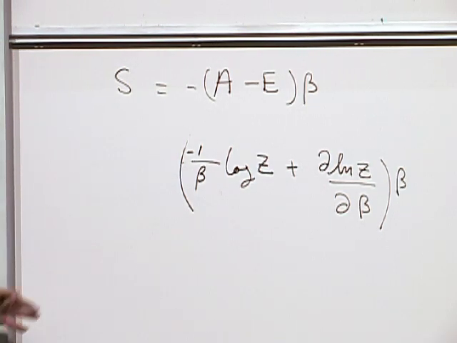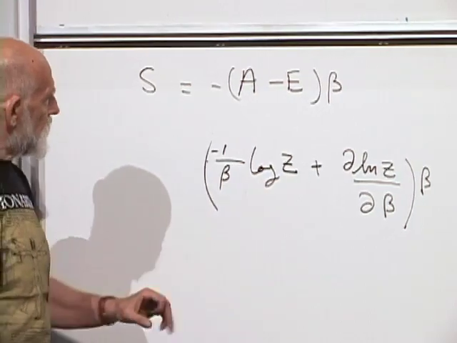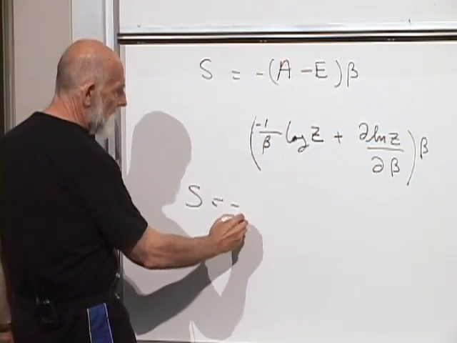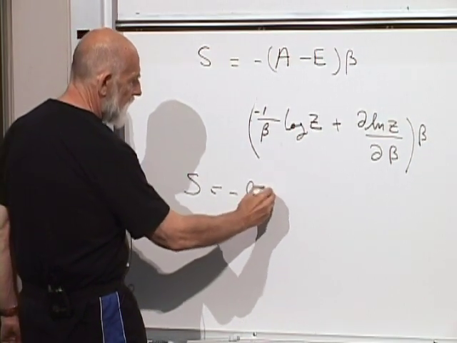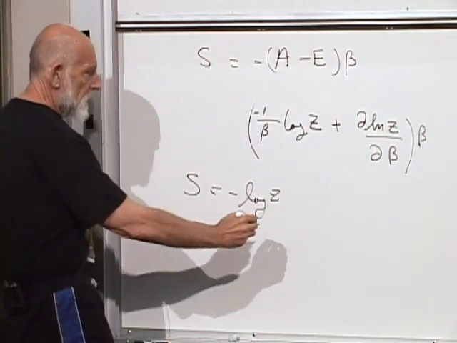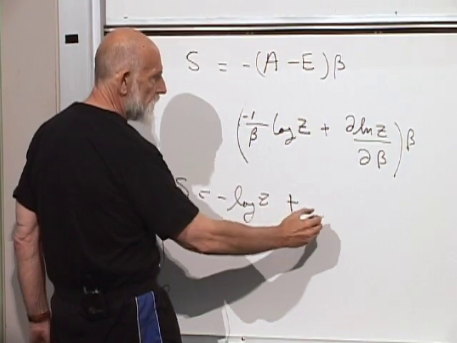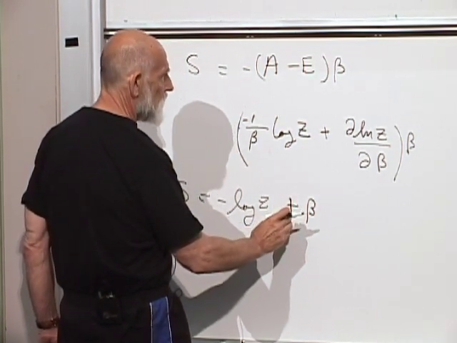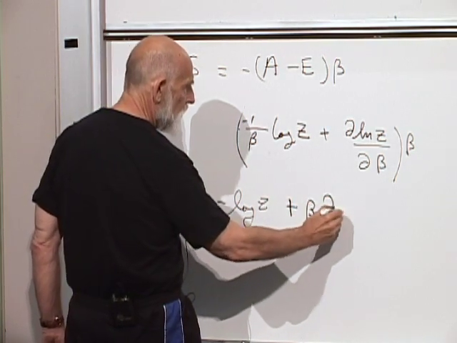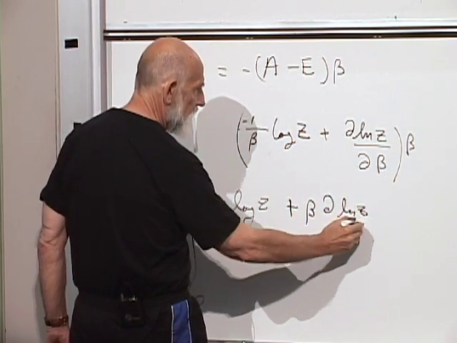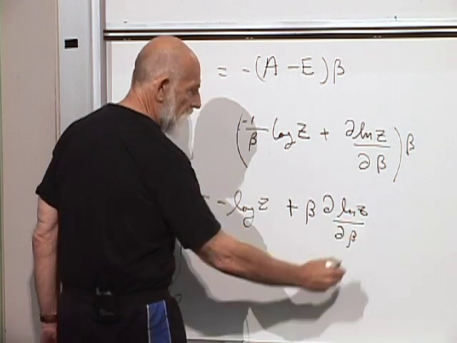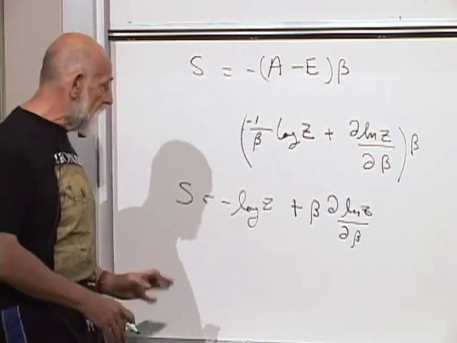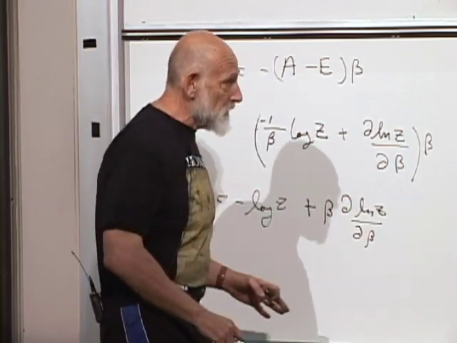All right, so it's a sum of two terms. The sum of the two terms, S is first of all equal to minus log z. That's not too hard to calculate. Plus beta, or minus, I guess. No, minus or plus? Plus beta d log z by d beta. Okay, now that's not so bad. But if we actually go and calculate it, we're going to find out that it's kind of a mess.